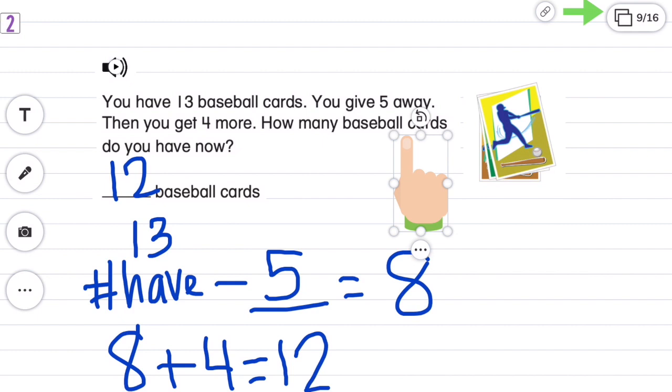Okay, so now you will do the rest of the problems on your own. Make sure to read the problem carefully, and if you need help with any of the words, you can click on the speaker that is above what the story problem says.